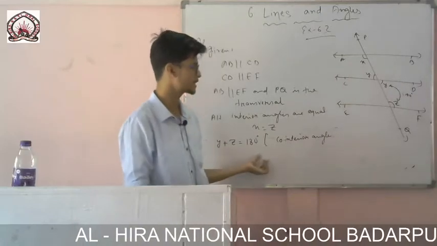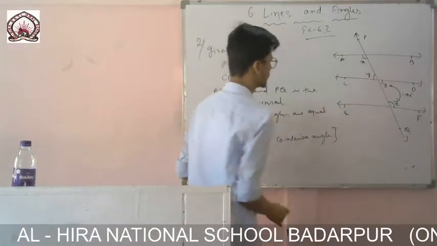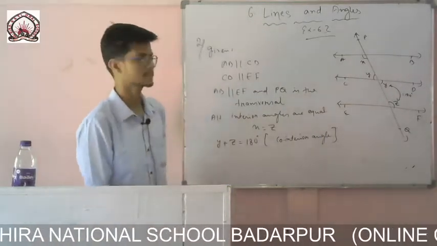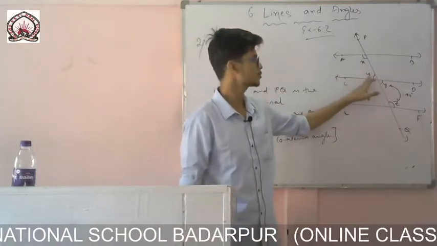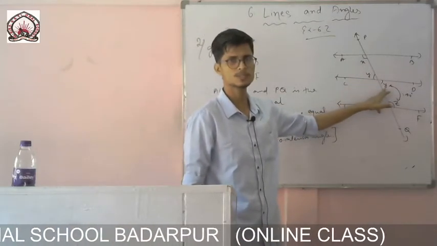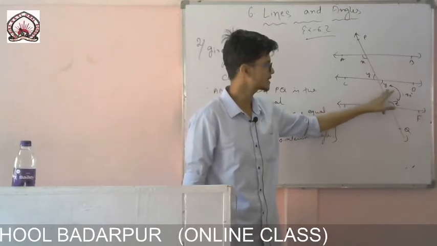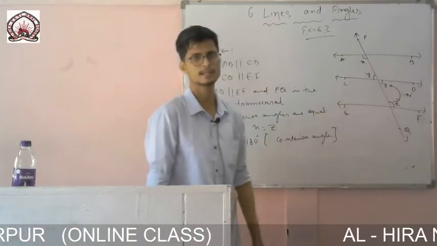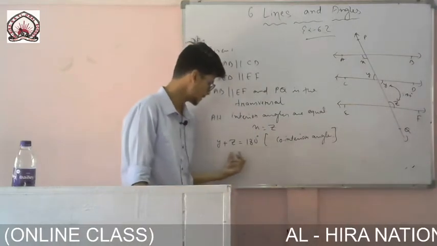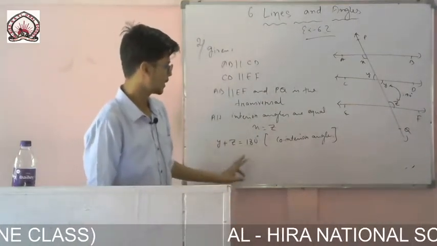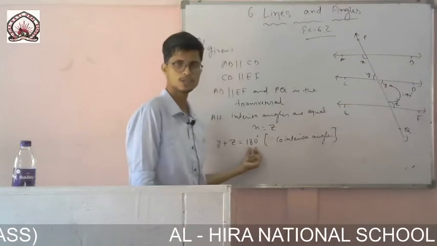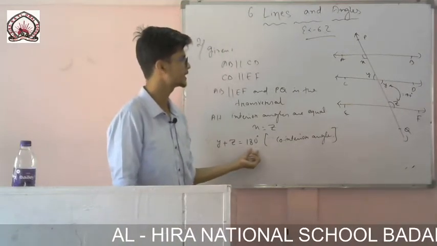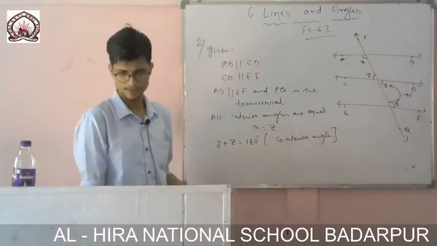y plus z is equal to 180 degrees, and in bracket you write co-interior angles. How I have written it, you see here: this y and this angle will be vertically opposite angles, and y and z are co-interior angles. So the sum of the co-interior angles is 180, it is supplementary. So I have written y plus z is equal to 180 degrees. So now I have got the total measure of this angle, which is 180 degrees, and the ratio is given.